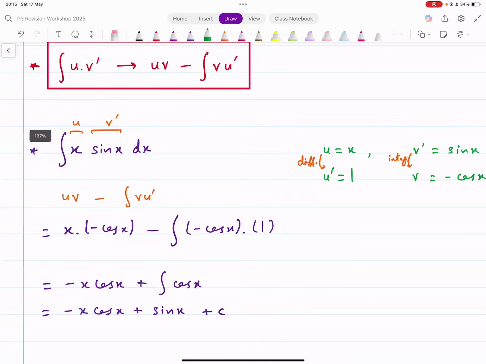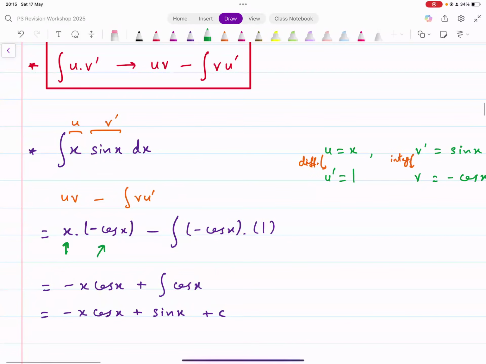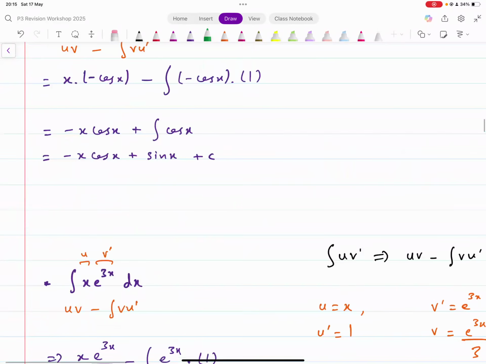That gives us the result u into v minus integration of v into u dash. Simplify this and that gives you the result. You can see what that turns out to be. That's how this integration by parts formula works.